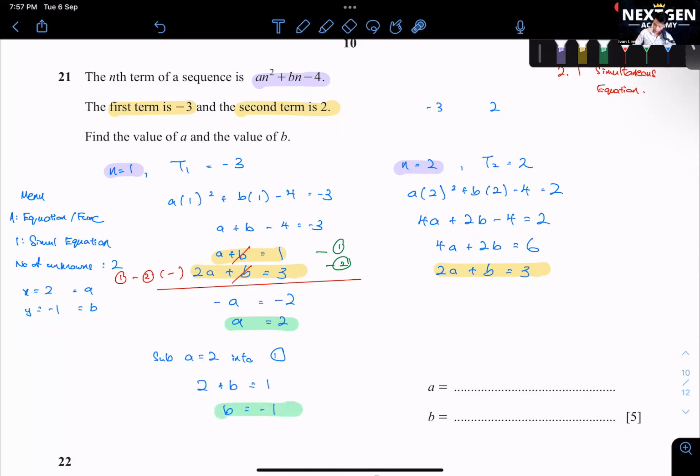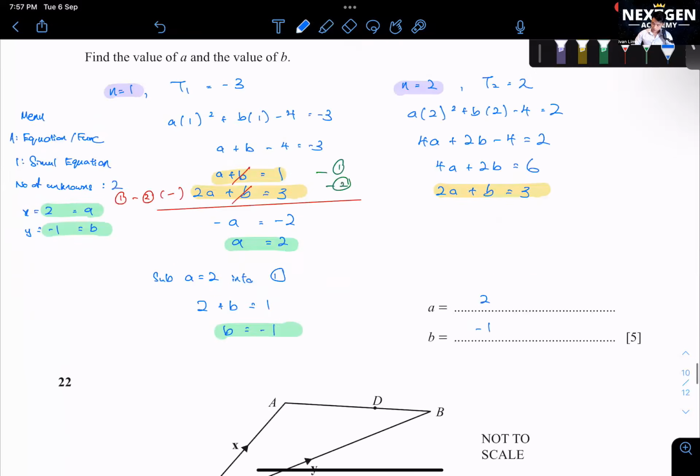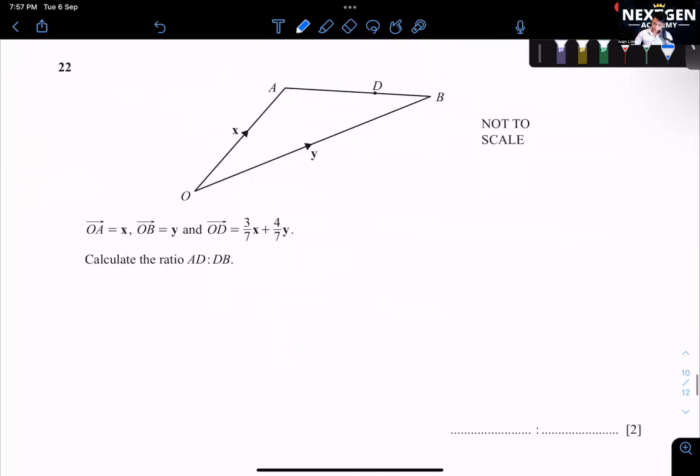So if I compare the answers, A equals 2, B equals -1. Always use your calculator to check first. Your calculator will not be wrong. Okay, so A equals 2, B equals -1. Next one.